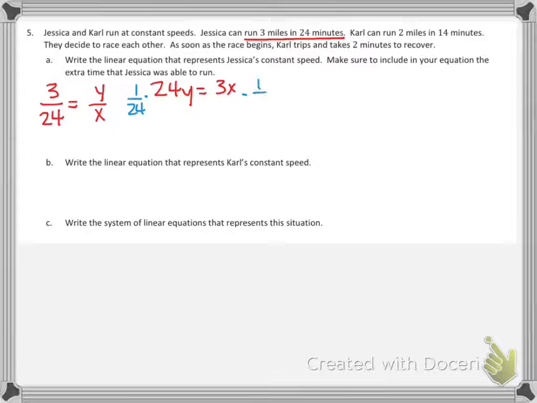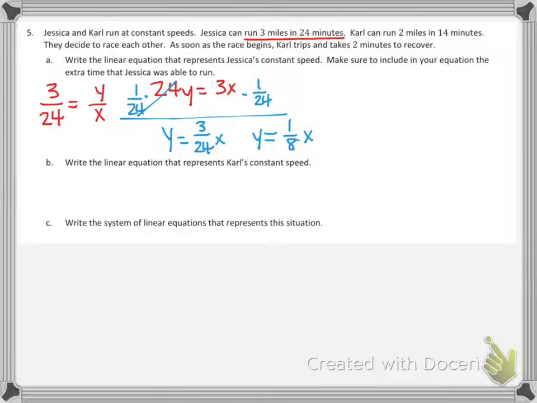And all of this is from our last unit. That gives me y equals 3/24 x, which I can simplify to be 1/8. 3 goes into 3 once, 3 goes into 24 8 times. So y equals 1/8 x.